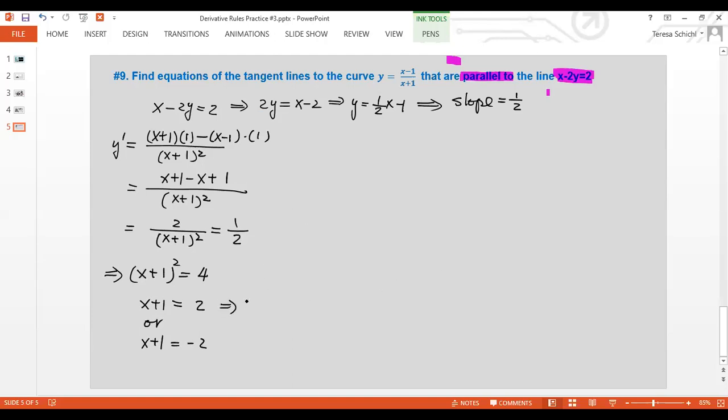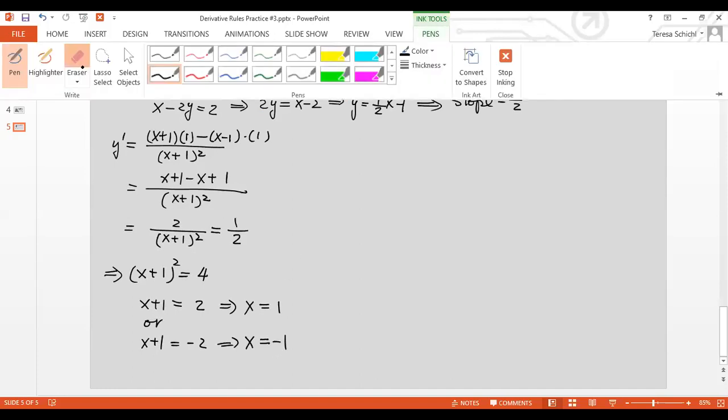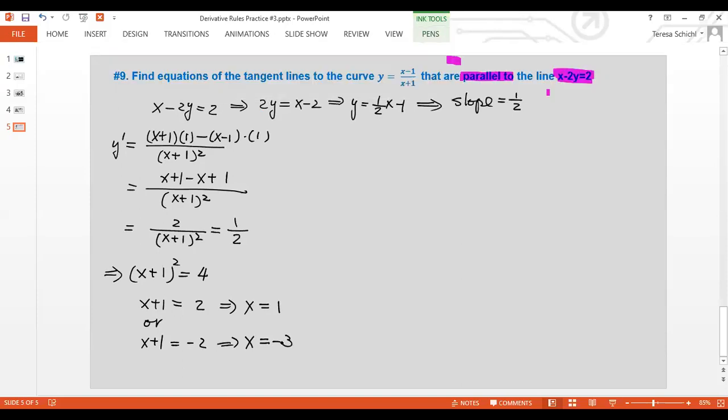So that means in here you will get x equal to 1. And what is here? So this is x equal to negative 3. I'm sorry, I almost made a mistake. So x equal to negative 3 is here. So I'm going to have 2 points, right? Okay, so when x equal to 1, what is my y value? So y value will be 1 minus 1 over 1 plus 1, so it's 0. So I have a point, 1, 0.